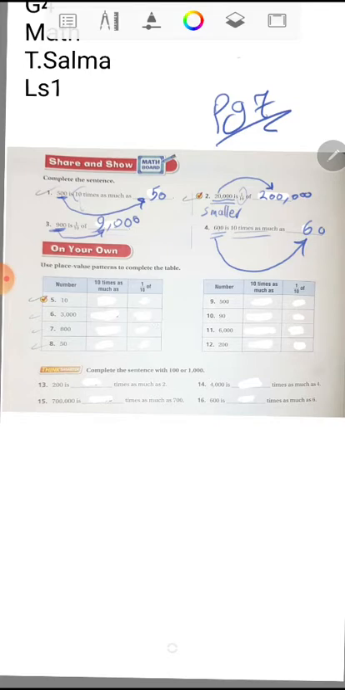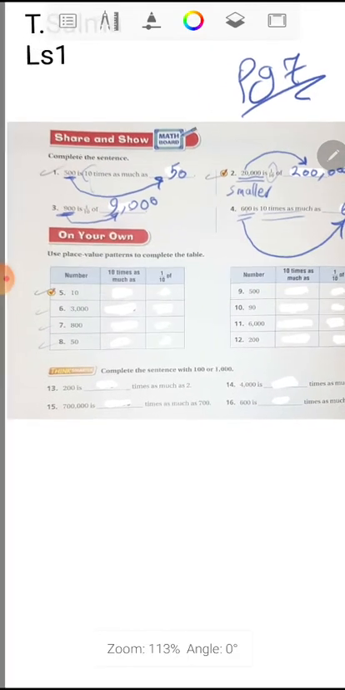Okay, now I will solve this chart for you only. No need to solve this one because we have the same idea. So I will solve only this one. Okay, and the exercises here. Let's start with number 5. The same thing that we solved on page 6, sorry.